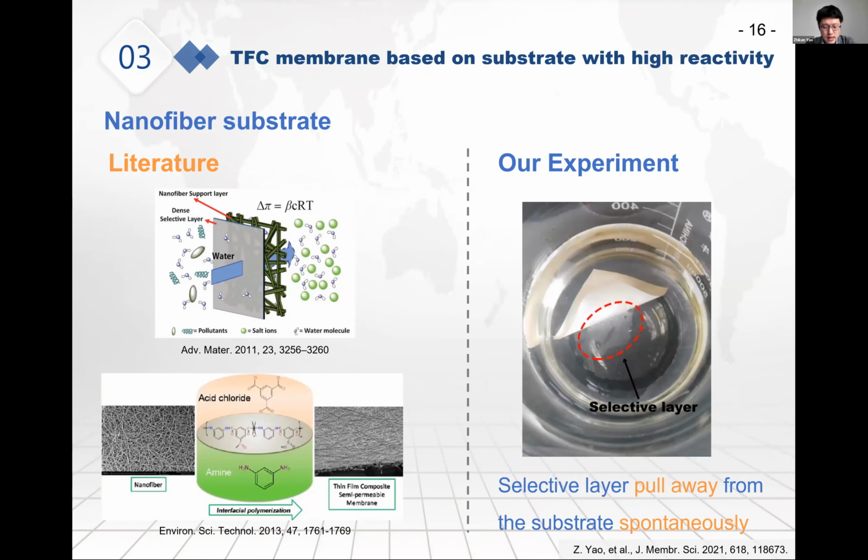Then in the next work, we did something on FO membranes. Many papers have reported that using nanofiber as a substrate for the TFC FO membrane shows improved performance due to the greatly reduced S value of the membranes. We followed this work, prepared the nanofiber substrate, and formed a polyamide selective layer by interfacial polymerization of MPD and TMC thereon. Finally, we tested the FO performance.